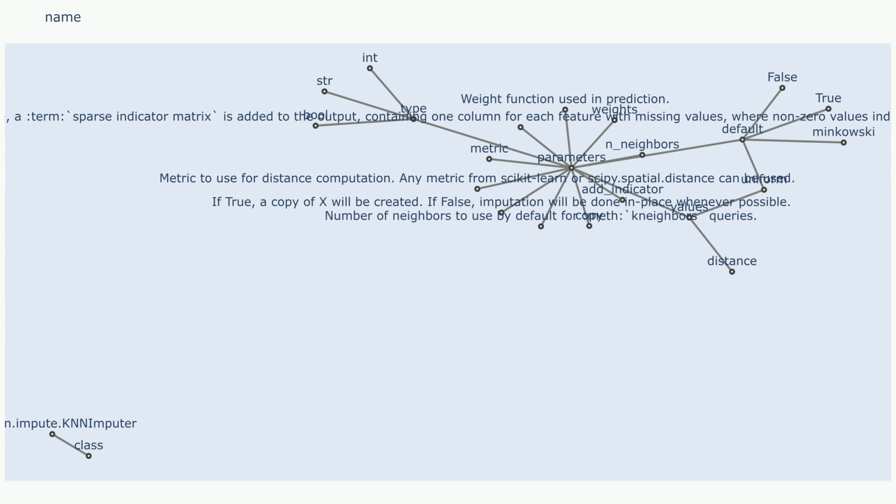5. Usage example. Python. From sklearn.impute import KNNImputer. From sklearn.datasets import load_iris. Load iris dataset. iris = load_iris(). X = iris.data. y = iris.target. Introduce some missing values.